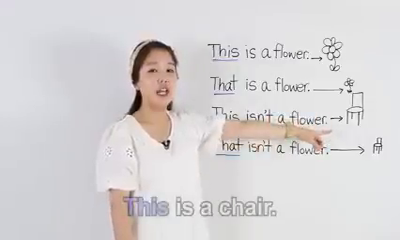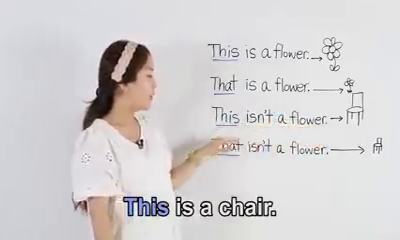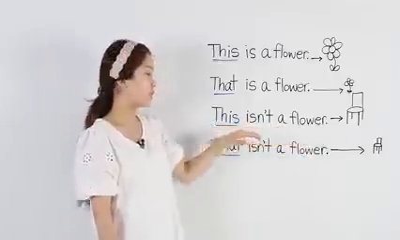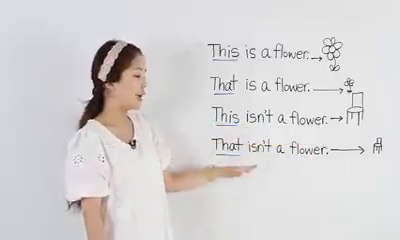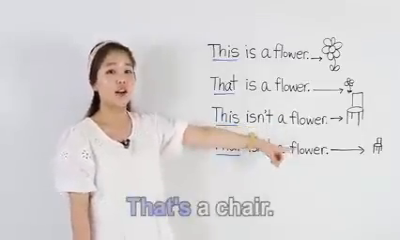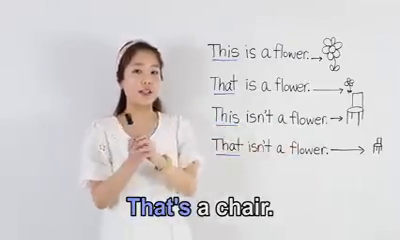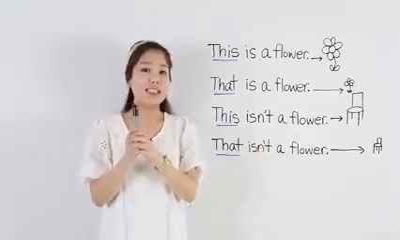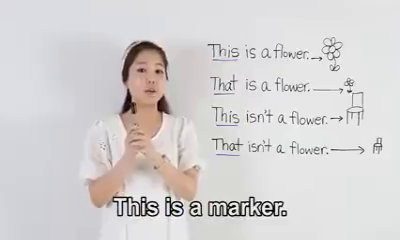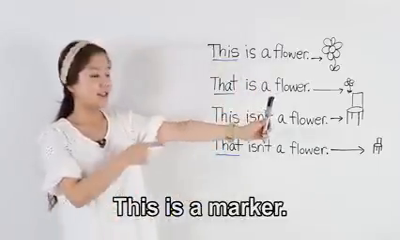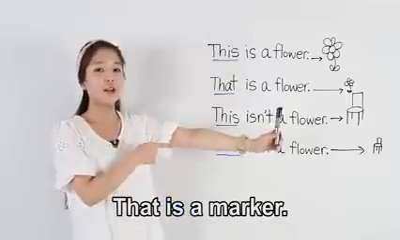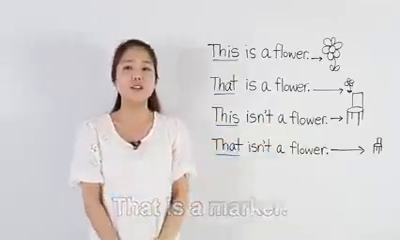This is a chair. That isn't a flower. It's far away, so we say that. That's a chair. And let's take another example. This isn't a pencil. This is a marker. And that isn't a pencil. That is a marker. Okay, let's move on to the next part.